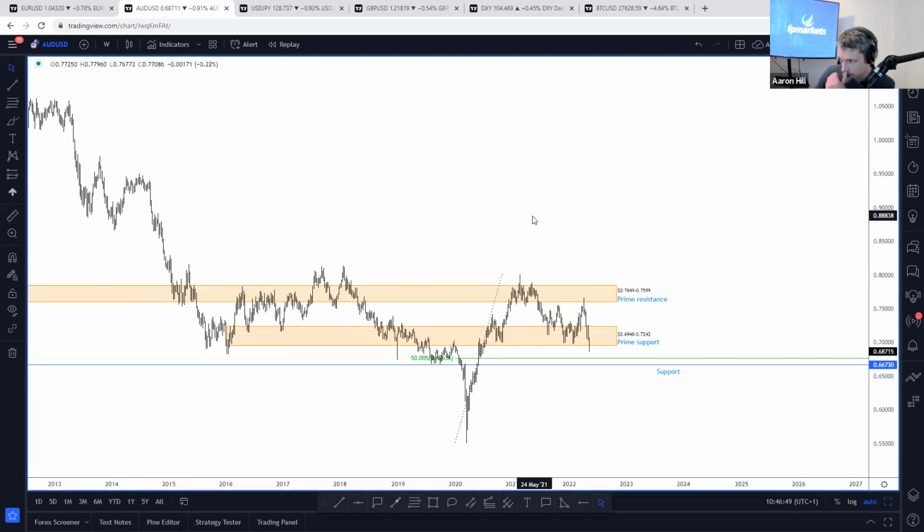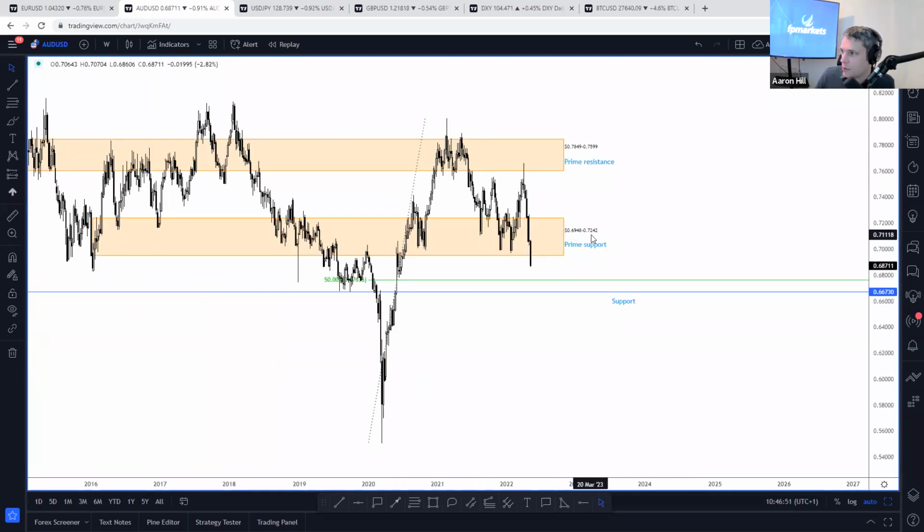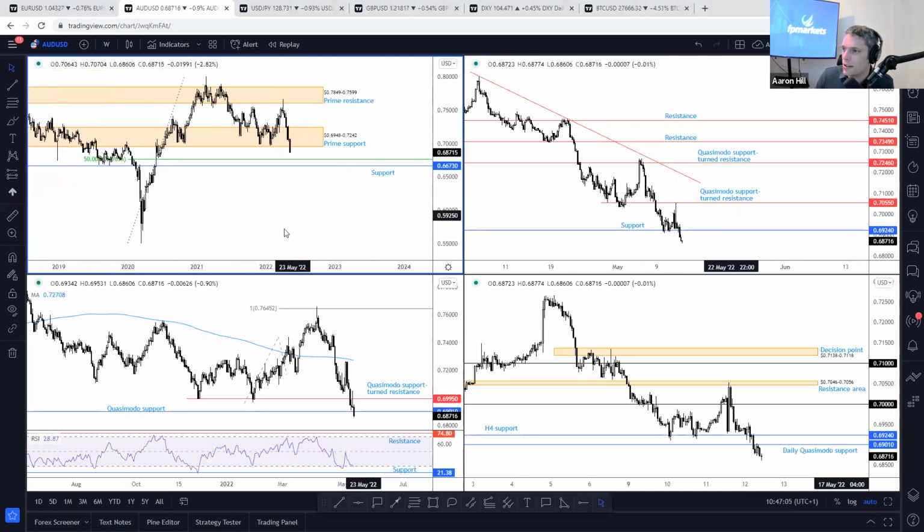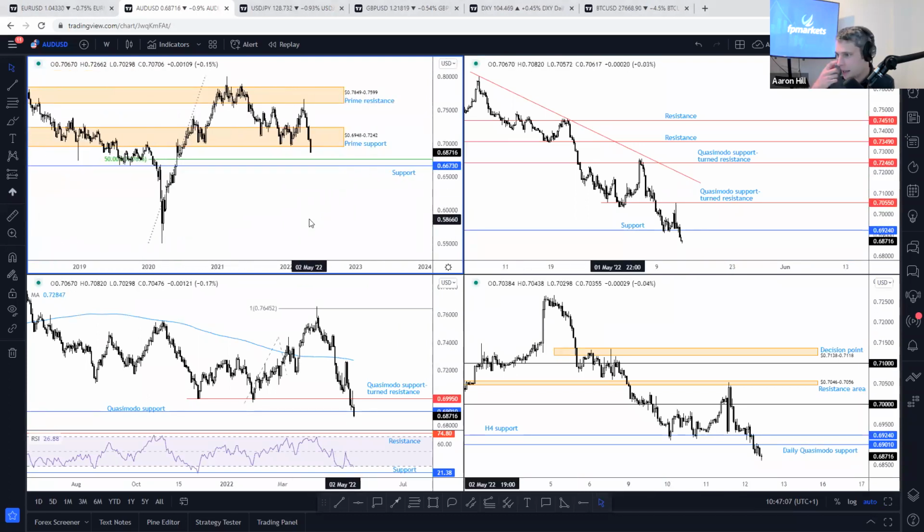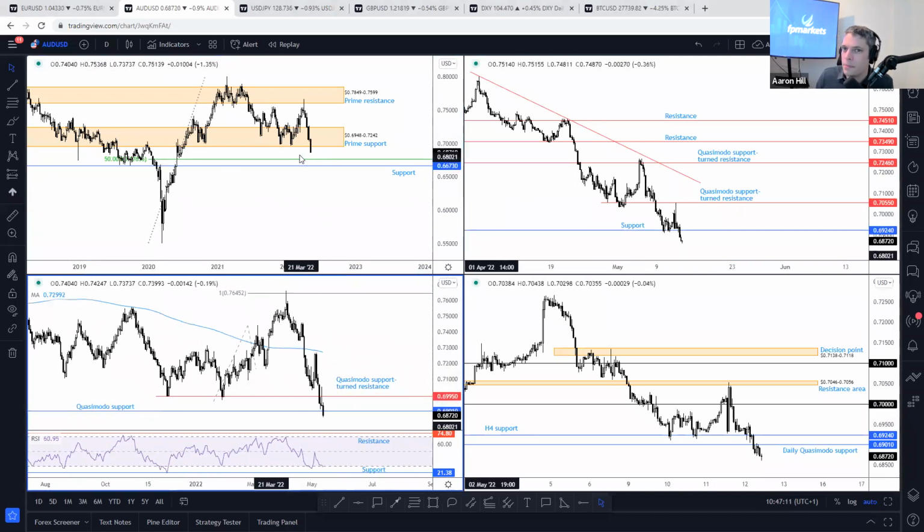And now prime support, 69.48, 72.42 weekly time frame has given way. Right, so we have given way. If anyone's seeing anything different on these charts, do let me know, because I'm open to different ways of seeing things. And look, daily time frame was confirming this bearish action, right?